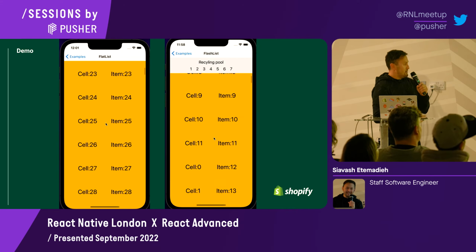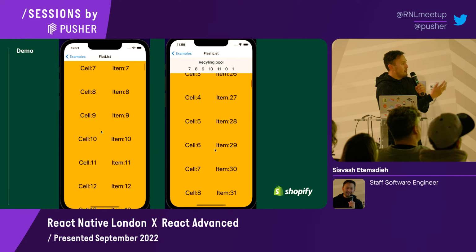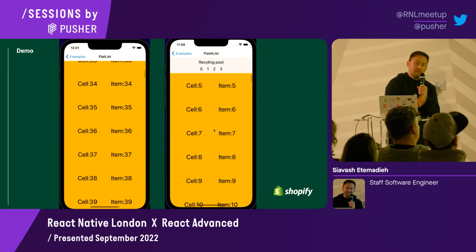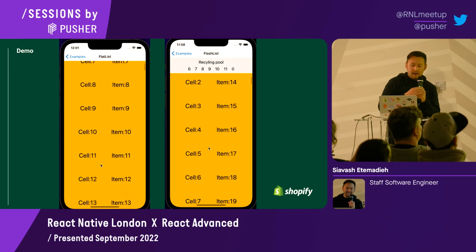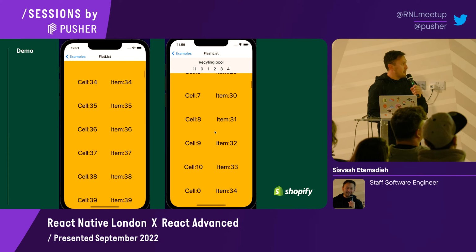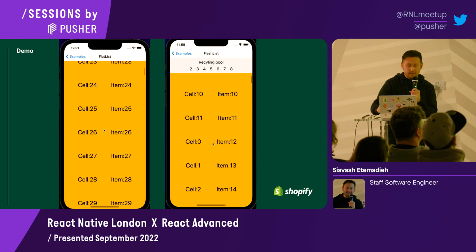Whereas if we look at FlashList, we've got a recycler pool here. And as we scroll, we're reusing cells that were previously rendered above. So it's much more efficient. It's far less chatty over the bridge. It's using far less objects. It just uses less resources.